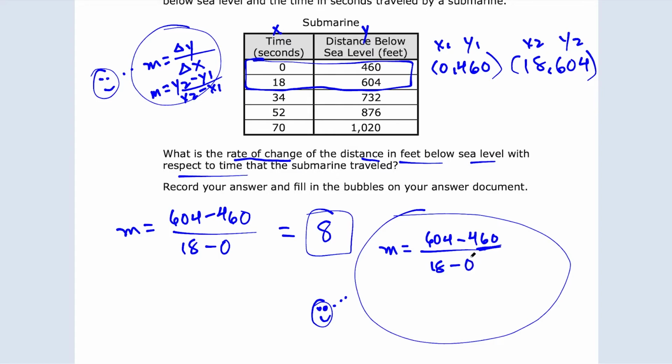So one thing that I'm noticing right away is that when I do 604 minus 460, notice that the units for the y column was feet. And the units for 18 minus 0, the entries in this column, was seconds. So if I actually write the units next to it, this tells us our slope is 8 feet per second. So what this means in the context of the question here is that the submarine is going 8 feet per second under sea level.